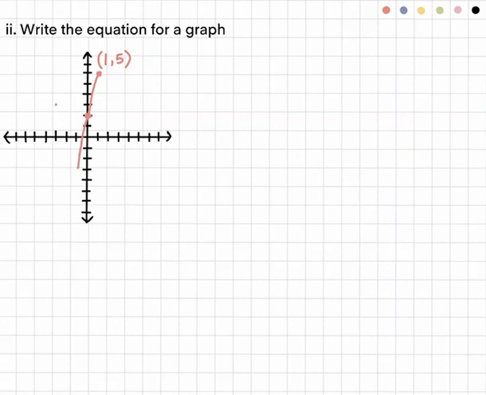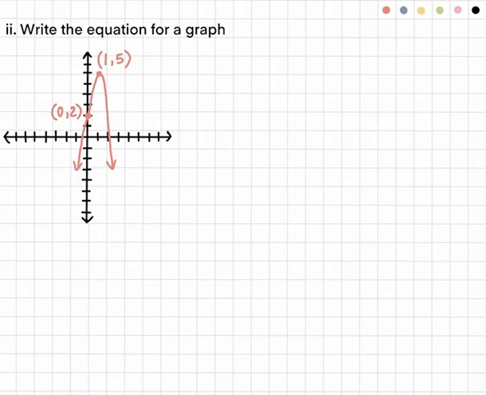And I'm going to label that point. And then I'm just going to draw our parabola like that. That's not half bad. Okay, so what is the equation for this parabola?